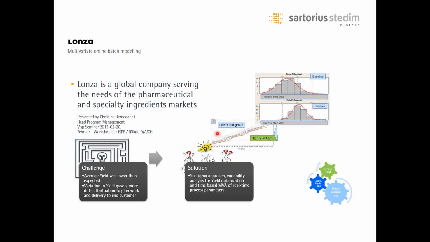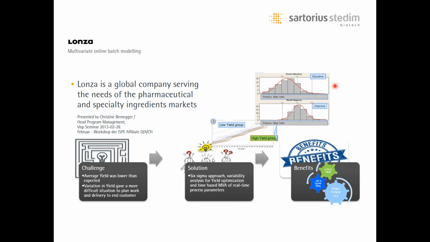So for this, they did a variability analysis using Simca to understand what caused this variability in yield. And with that, they were able to actually correct and make the yield higher and also more consistent. And then they employed Simca Online to monitor that process in real time to make sure that it stayed in that ideal space. That's Lonza.